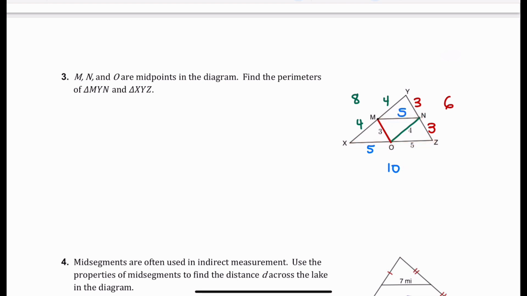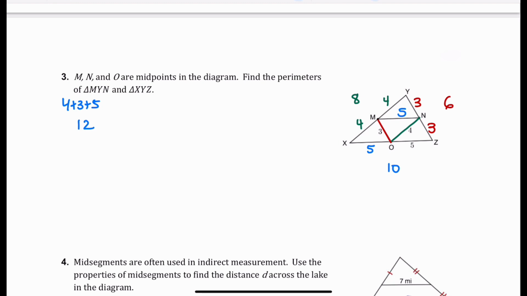So now we can go ahead and find the perimeter of MYN. Perimeter just means we're going to go around the rim and add up all those numbers. We have 4 plus 3 plus 5, and that gives us 12 for MYN.